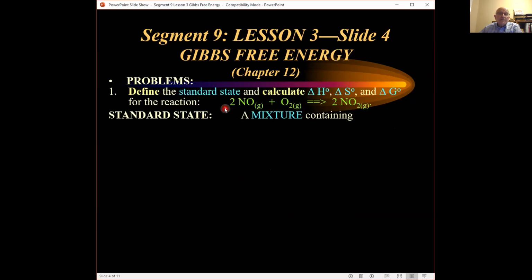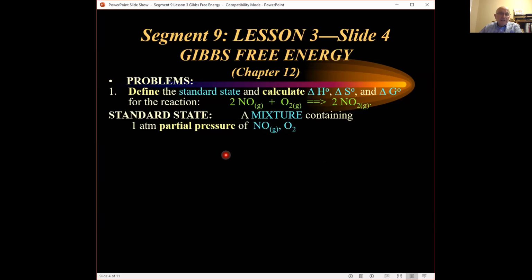Here's the reaction. It involves 2NO gas plus O2 gas to make 2NO2 gas. And we're to define the standard state, calculate delta H superscript, delta S superscript, and delta G superscript for that reaction.